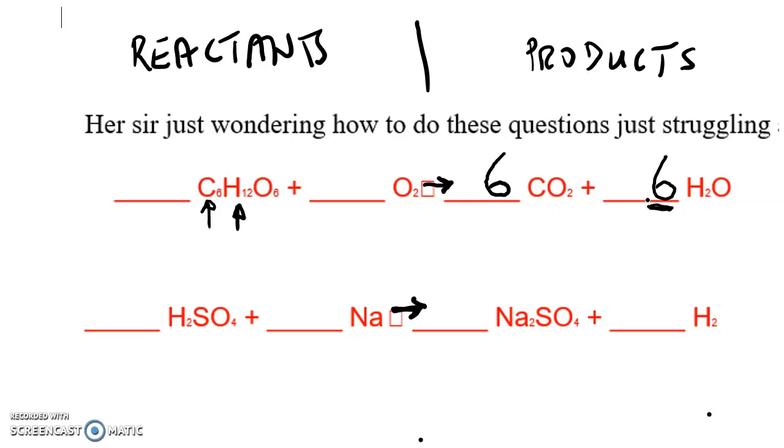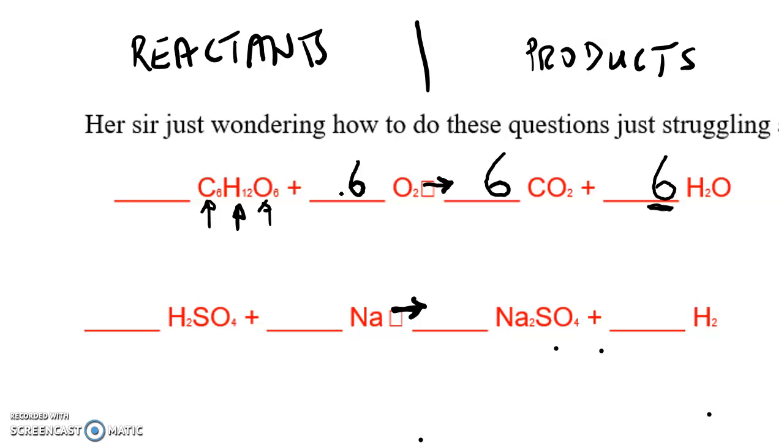Obviously, all the oxygens are on the product side. So let's find out how many we've got. We've got 6 lots of 2 is 12, and we've got 6 lots of 1 is 6, so 6 plus 12 is 18. So we need 18 oxygen. And as you can see, we already got 6 there. So 18, take away 6 is 12. So we only need 12 oxygens. And of course, they come in pairs. That's called diatomic. And so we need 6 of those.